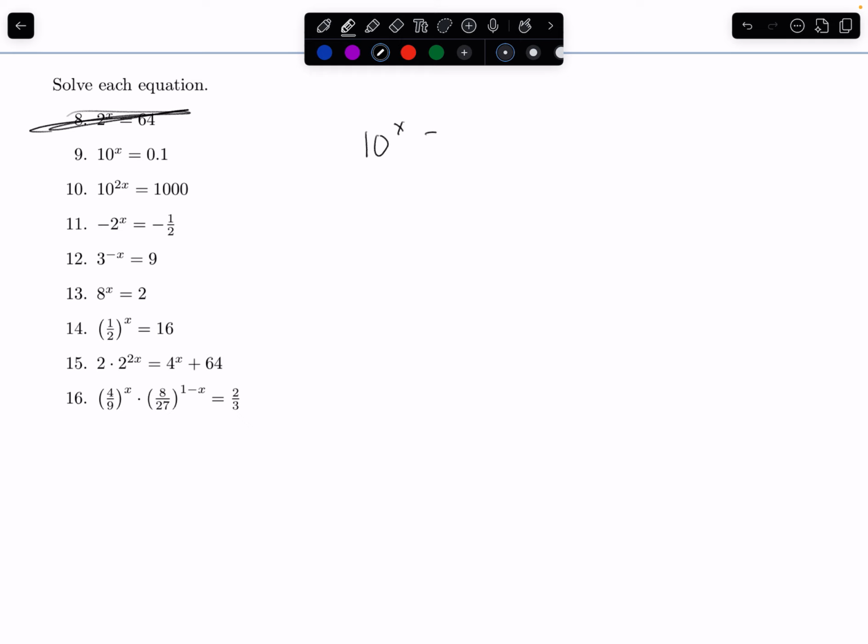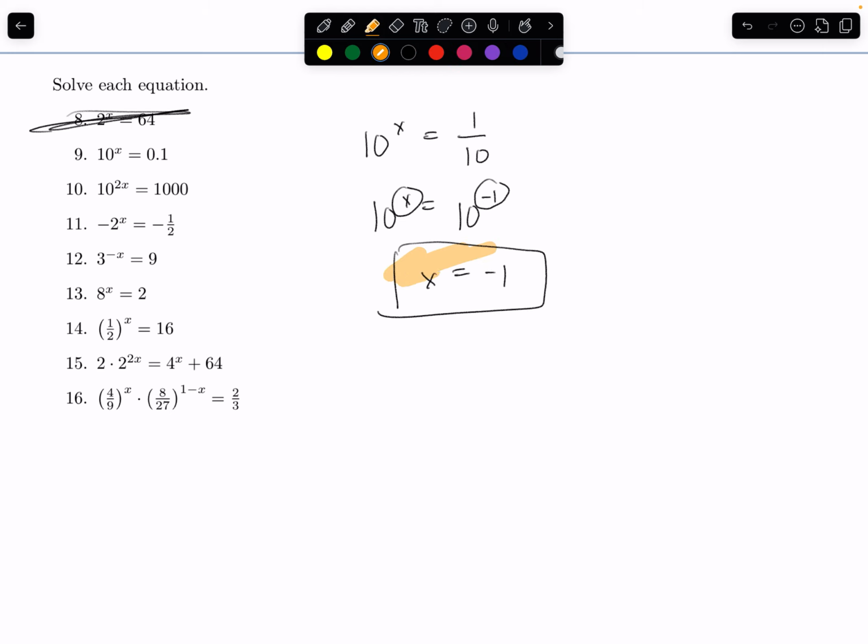10 to the x equals 0.1. But what is 0.1? That's really just 1/10, right? Now it's looking more similar to the base that I'm after. I want it to look exactly the same, 10 to the something though, right? So this should be 10 to the x equals 1 over 10, which is just 10 to the negative 1 power. Now set the exponents equal, x equals -1, and I'm actually done already. X is equal to -1.